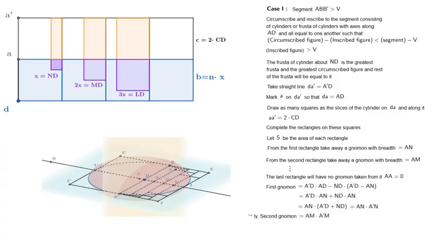So if we repeat this exercise for the second gnomon, we end up with AM times A prime M, and so on.